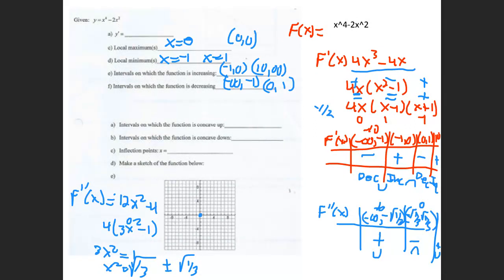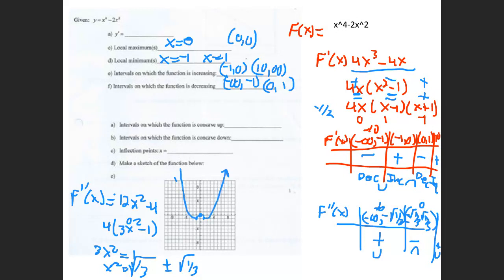If I put -1 in here, -1 to the 4th is 1, minus, so that's -1. And then this is going to be -1, this is going to be -1. And then what do we have? It's decreasing. So my graph is going to look like this. Then it's increasing, decreasing, increasing.